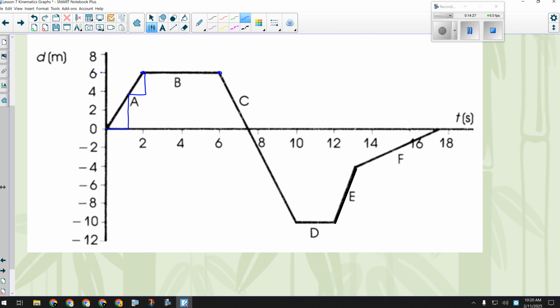All right, E and F are both showing the object traveling at a constant velocity in a forward direction. In which part, E or F, is the object moving faster? E. How do you know? The line is steeper. Okay? Your rate of change of Y is greater in E than it is in F. The slope is greater in E than it is in F. Therefore, it's going faster. It's changing its position more quickly in E than in F.